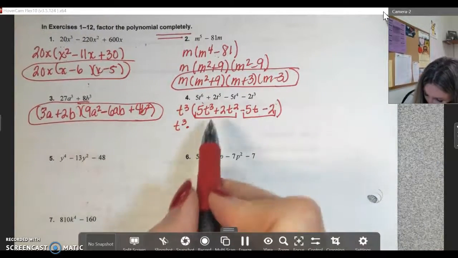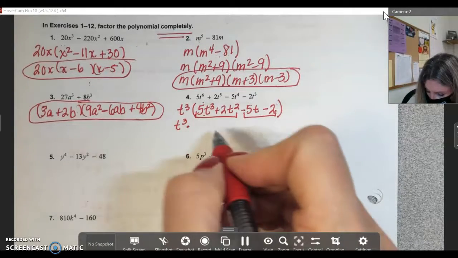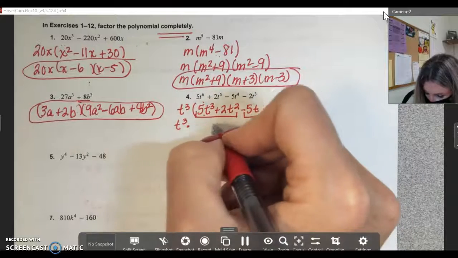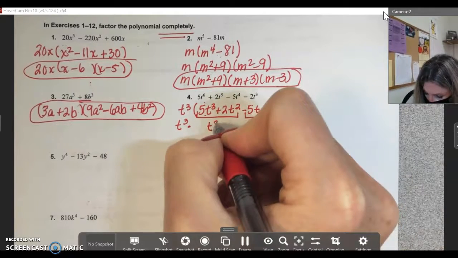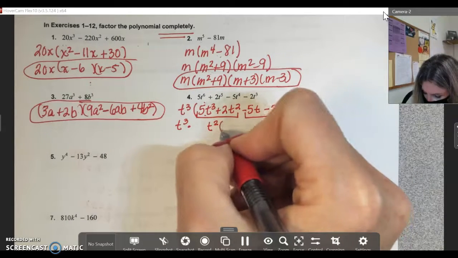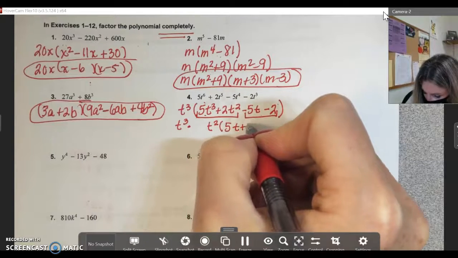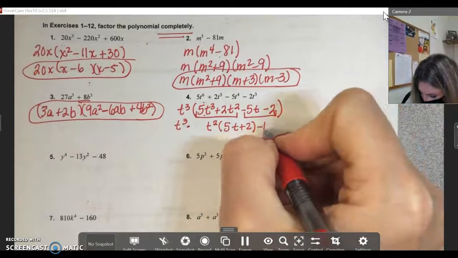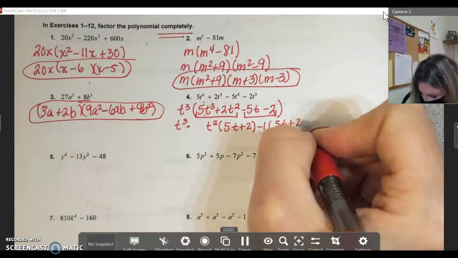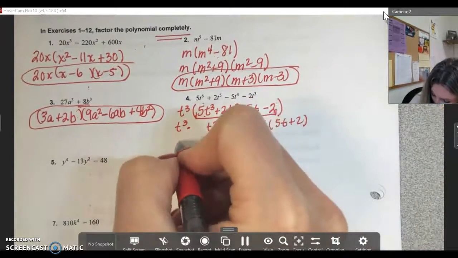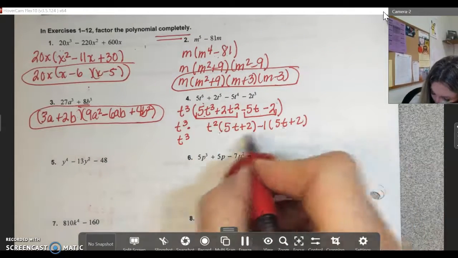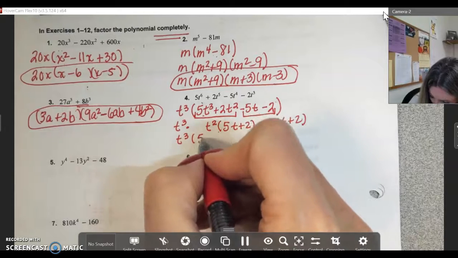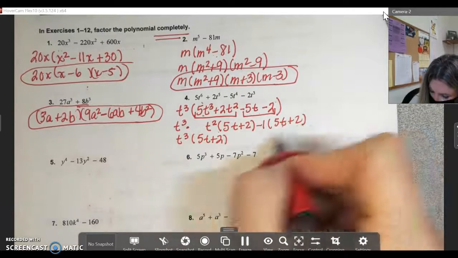Now, times. What can I factor out of these two? t squared. Now I'm just going to keep this in mind. This really isn't a part of what I'm doing now. I'm going to kind of scoot over a little bit. So I'm going to take a t squared out of here, and I'm left with 5t plus 2. What am I going to factor out of here? -1, and I'm going to have 5t plus 2. Now, I've already got the t cubed, and what can I factor now out of these two? So I'm going to factor out a 5t plus 2, and what am I left with?